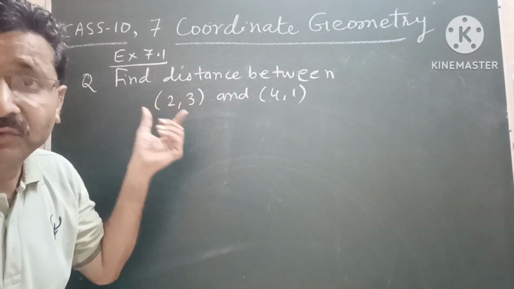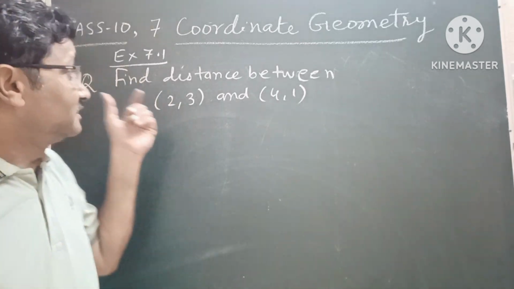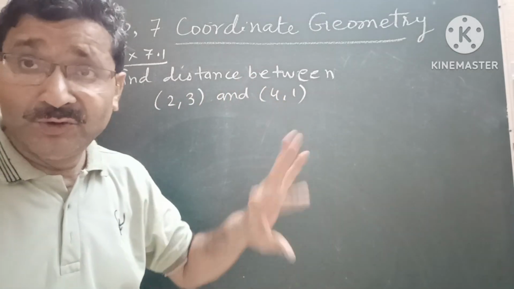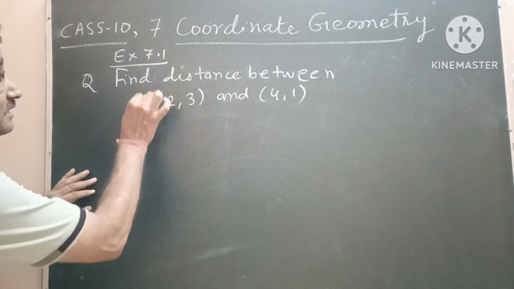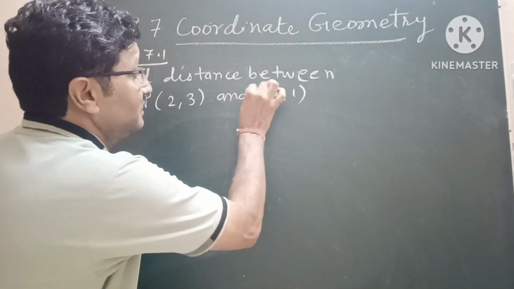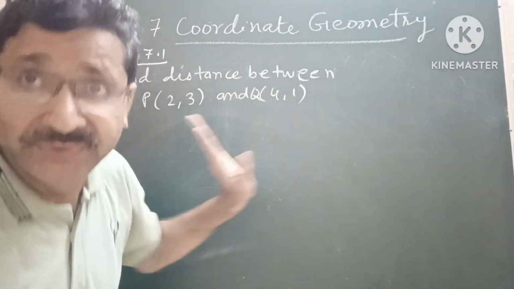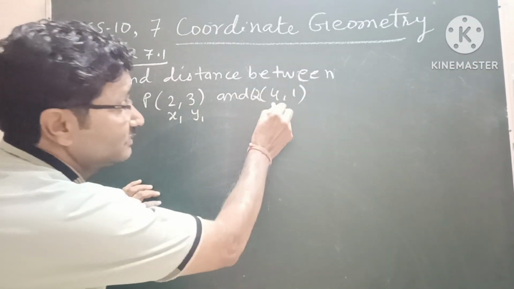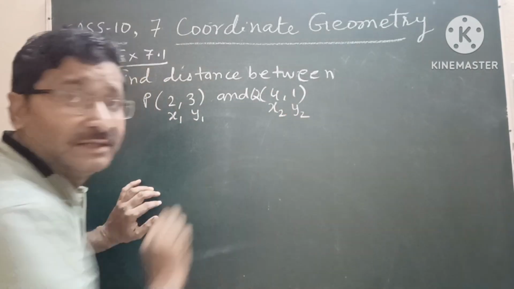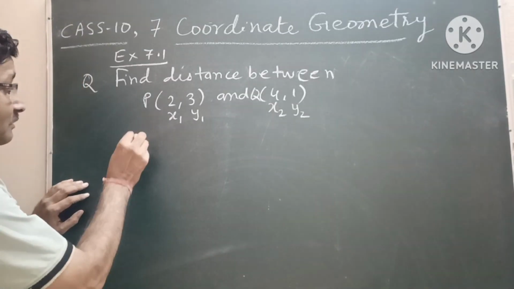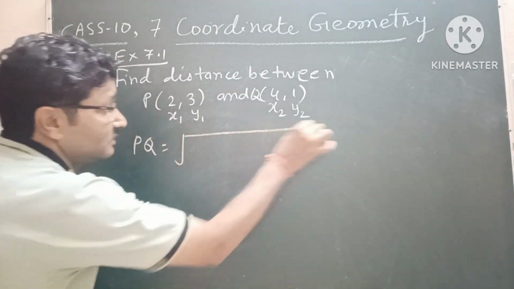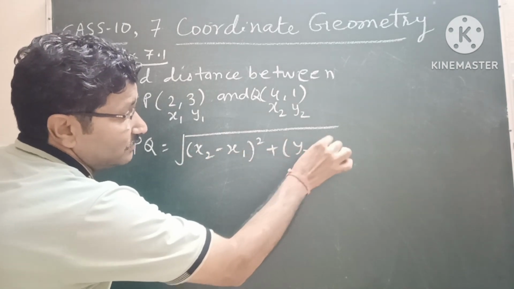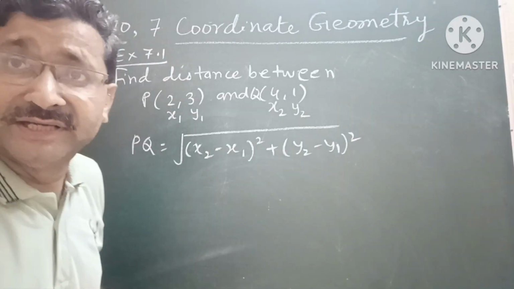Here we take one question of exercise 7.1. Find the distance between the points 2, 3 and 4, 1. We have to find the distance. Now the first point we call P and the second point we call Q. The first values are x1 and y1, and here the second values are x2 and y2. Now what is our formula? Distance PQ is the root of x2 minus x1 whole square plus y2 minus y1 whole square. This formula we can use here.